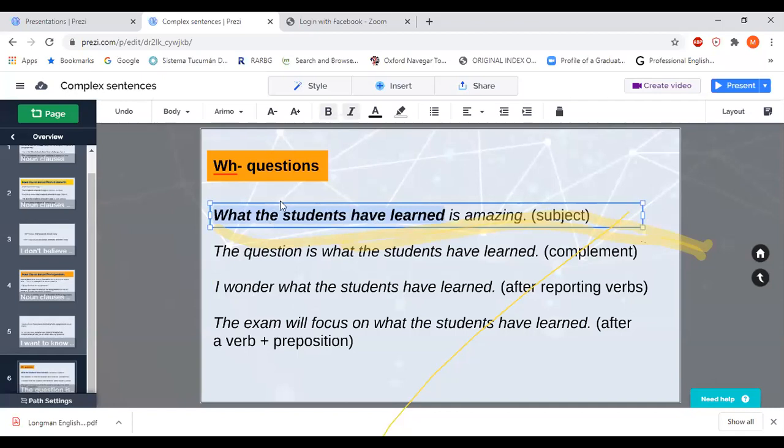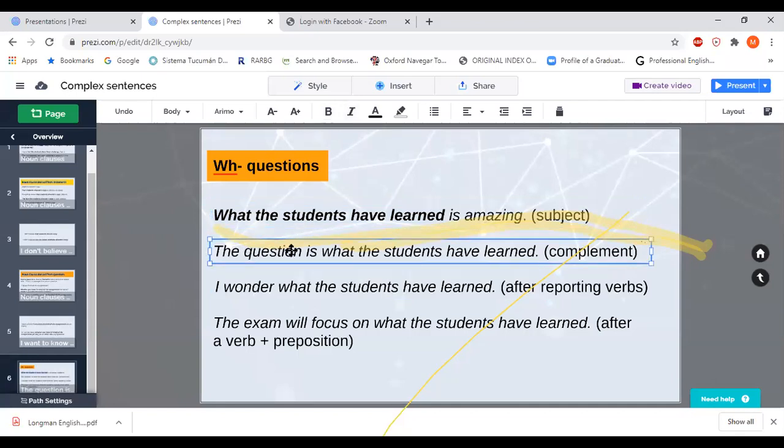If we were to analyze the sentence, we would say that this is a subject, this is a verb, and this is a complement, amazing, okay? Do you understand? Can you tell me what the noun clause is in the second sentence? The question is what the students have learned.